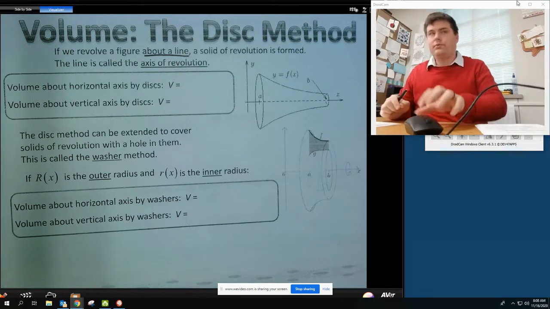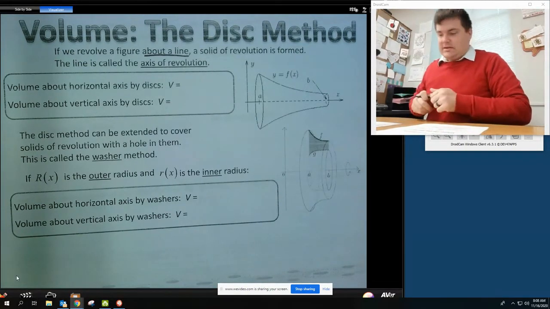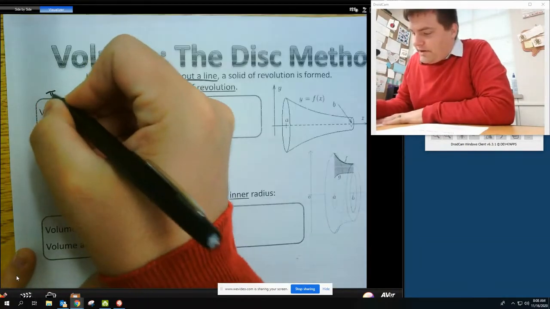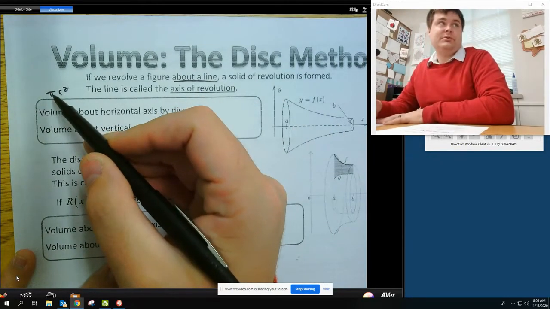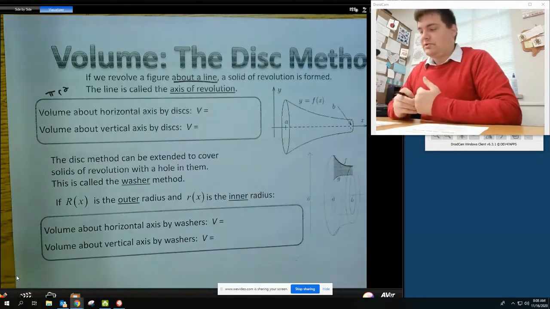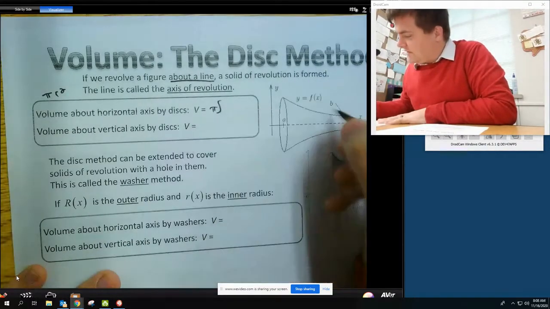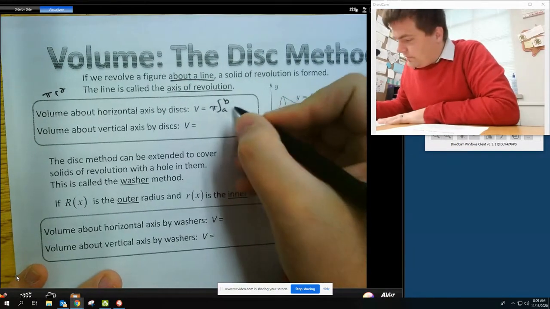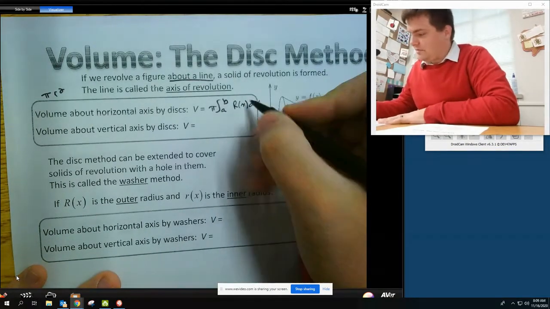So the volume of a horizontal axis by disks is going to be this. It's really pi r squared. That's all we're doing, because the area of a circle is pi r squared. So to create volume, we have to integrate this pi r squared. So we're going to call this pi integral from, in this case, looking at this picture, from A to B of r of x, which is just the function, which is just the radius, and this is going to be all squared.